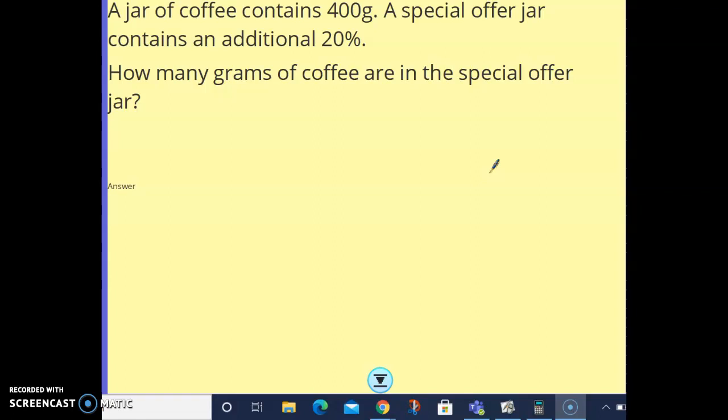Okay, first one then. A jar of coffee contains 400 grams, a special offer jar contains an additional 20%. How many grams of coffee are in the special offer jar?